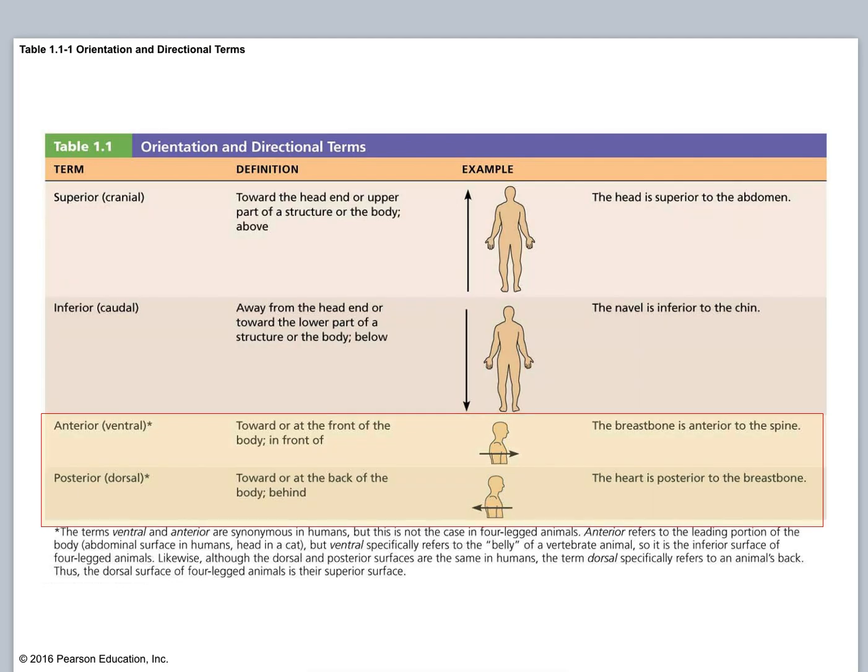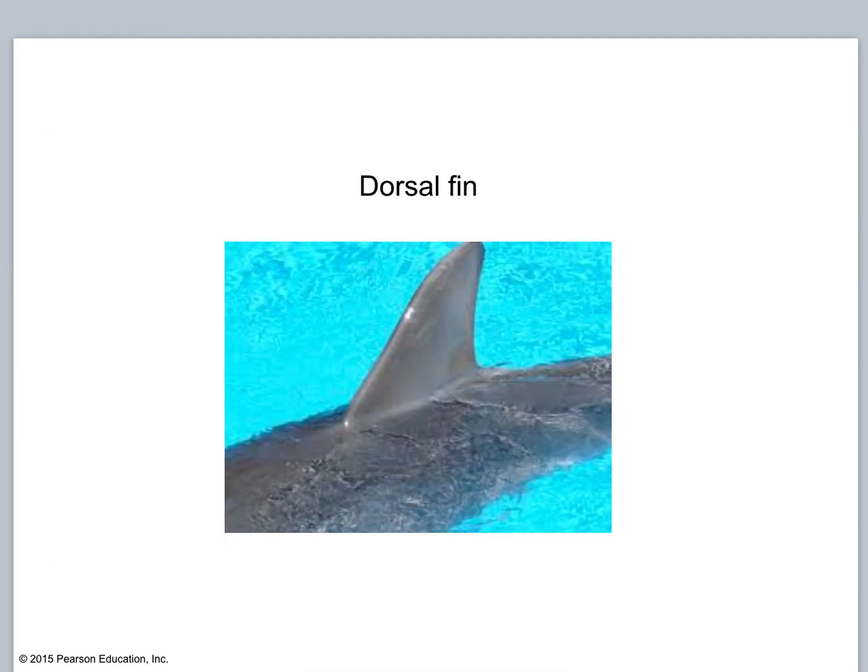Two other terms are anterior and posterior. Another word for anterior is ventral, and another word for posterior is dorsal. Anterior is towards the front of the body. Dorsal is towards the back of the body. For example, the breastbone is anterior to the spine, the heart is posterior to the breastbone. The way I remember this is to think of the dorsal fin of a shark or a dolphin. The dorsal fin is the fin from the back. So dorsal means back.